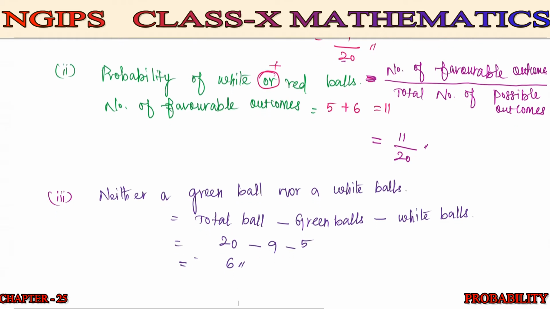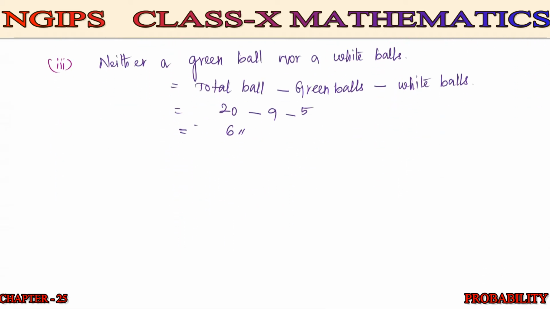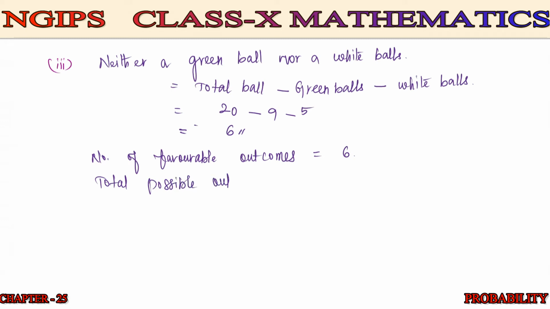Next we need to find the number of favorable outcomes, which is equal to 6, and the total possible outcomes is equal to 20. Now we need to find the probability.